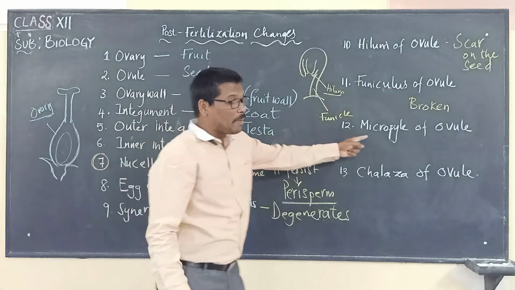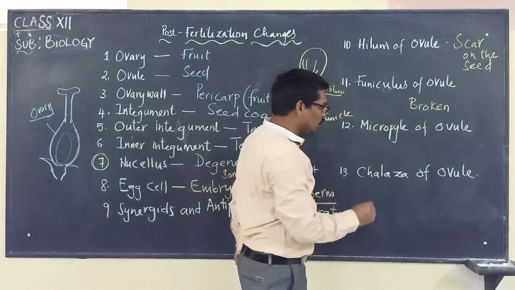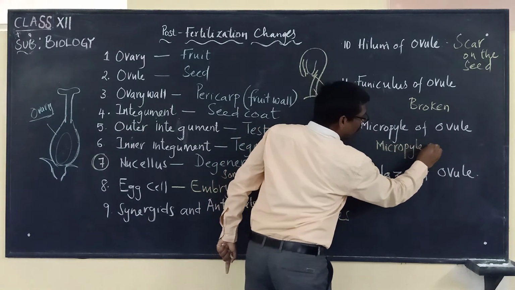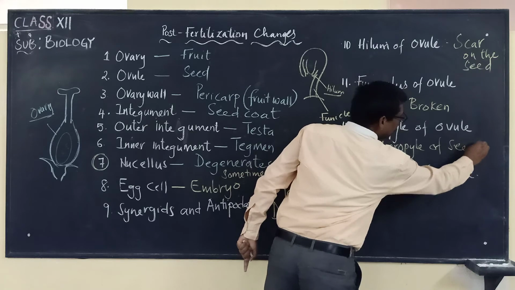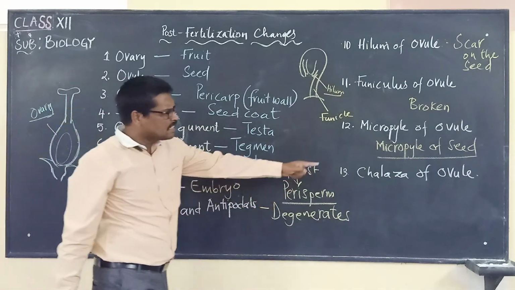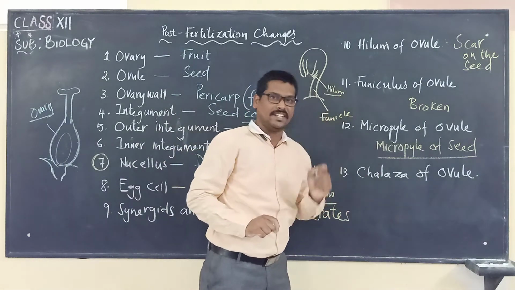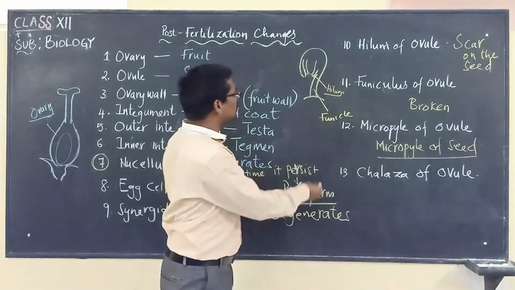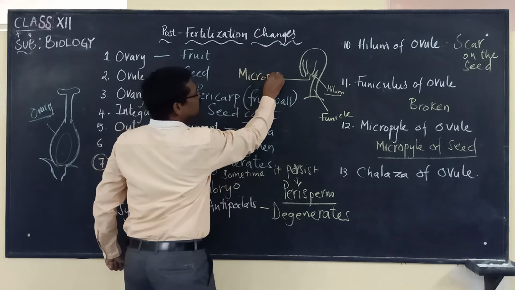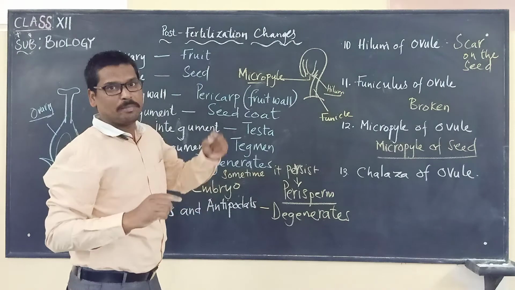And the micropyle of the ovule will be present as what? Micropyle of seed. Okay, it is present as what? Micropyle of seed. What does this micropyle of seed mean? It is a small opening that will be present on the seed. That small opening is formed because of this region which we call micropyle, the small opening. It is through this opening only that what entered inside? The male gamete through pollen tube.